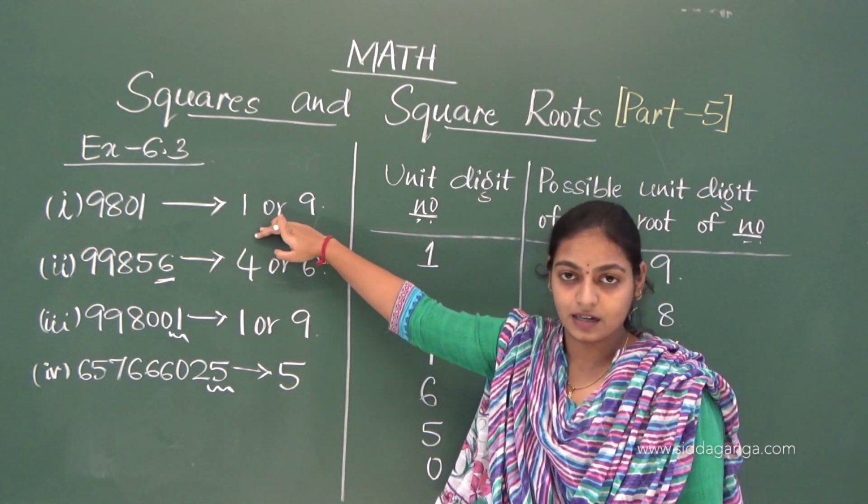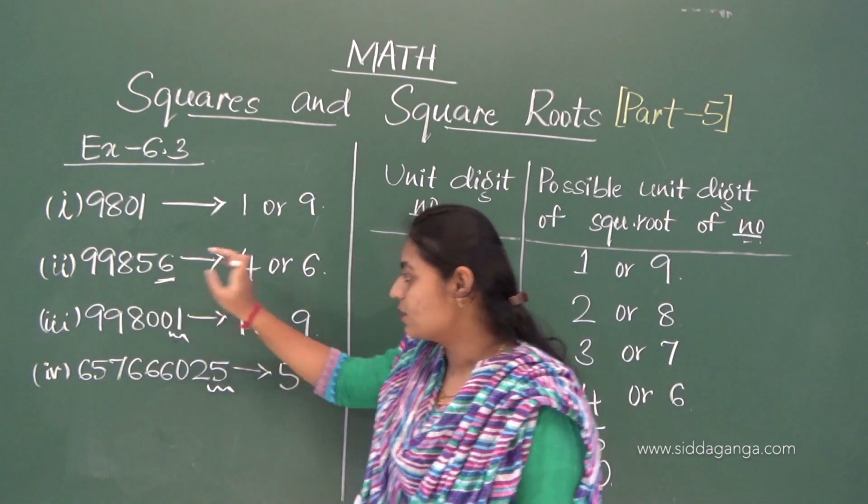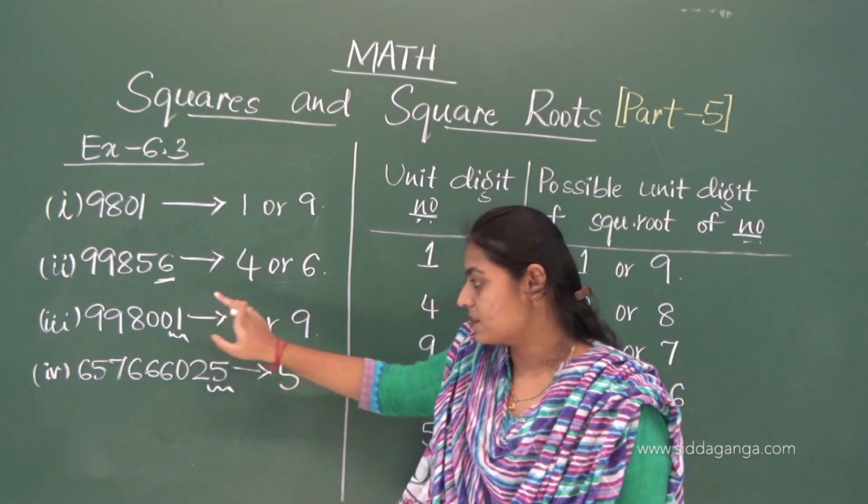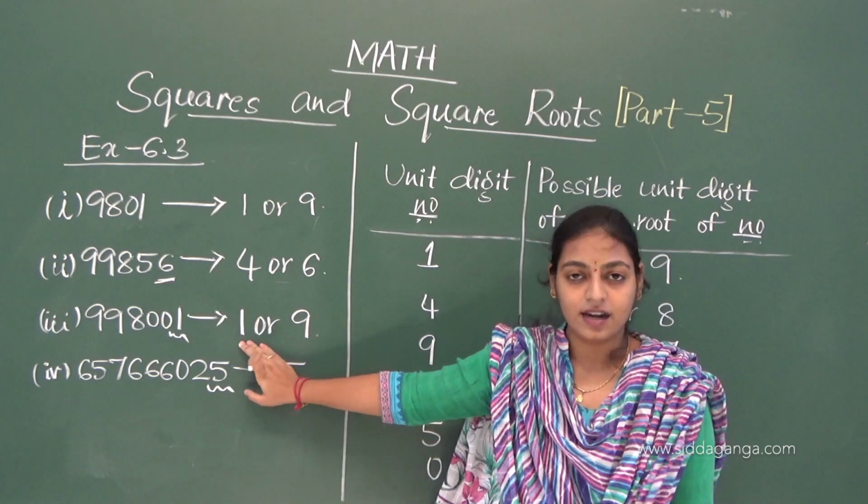If 6 is in the units place then the possible numbers are 4 or 6. If 1 is in the units place then the possible numbers are 1 or 9.